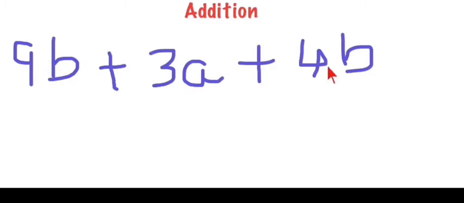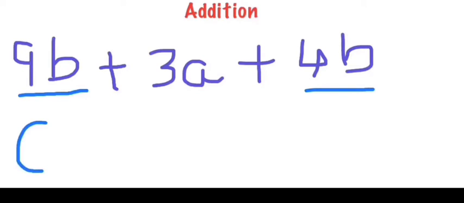9b plus 3a plus 4b. So in this there are three algebraic terms, and in some of them the variables are the same. So now I can just group them, like when you are getting 3 or 4 options, you can just group them, right?